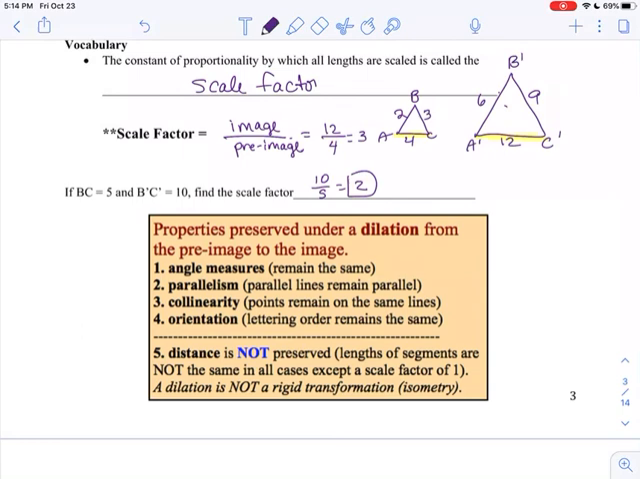Okay, and these are just things that are true about dilations. The angle measures stay the same. We've talked about that. If any lines are parallel, they're going to stay parallel. If any points are collinear, meaning they form a line, they're going to stay collinear. The orientation, the order of the letters, is going to be the same. The big thing is the angle measures are the same. And the second big thing is the distance is not preserved. The lengths of the segments are not the same, only if I had a scale factor of 1. And if I had a scale factor of 1, it would be congruent. A dilation is not a rigid motion.